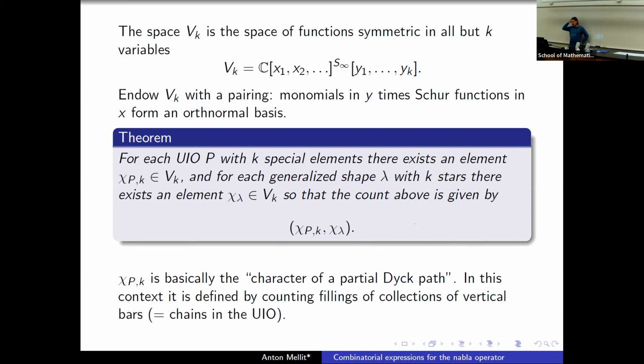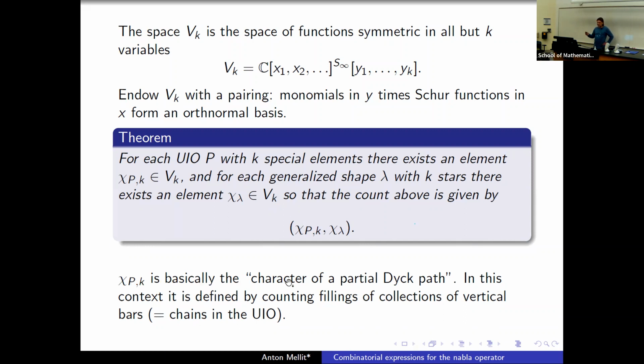So let's say what this chi is. You may ask how explicit these chi's are. Remember, we always have something corresponding to a shape and something corresponding to a content. Now the shape is generalized: you can have some stars and it's not a skew shape anymore. And the content is this P, the unit interval order. So let's separate these things. First, what is this chi of a unit interval order?